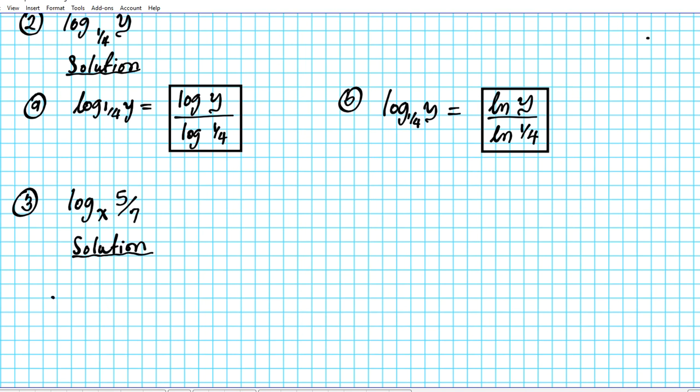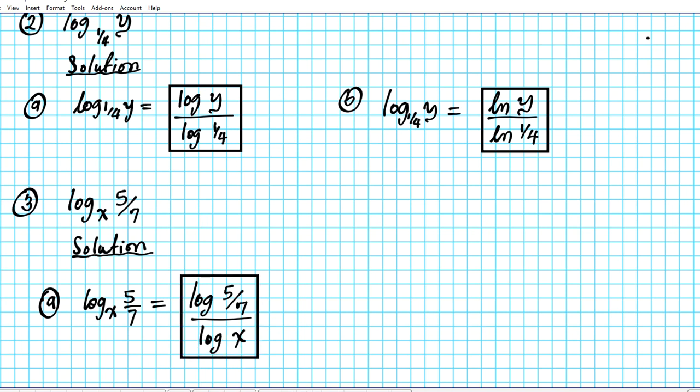Okay, so part A is common log. We have log base x of 5 over 7. If you want to write this as a common log, you have log base 10, which you do not specify, of the logarithmic argument 5 over 7 divided by log base 10 of x. Okay, so this right here is common log.